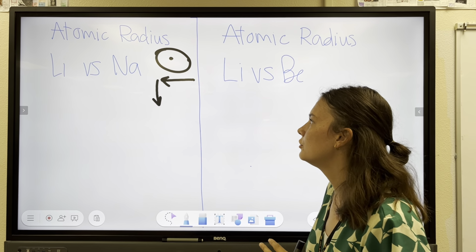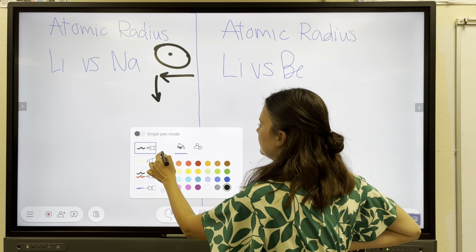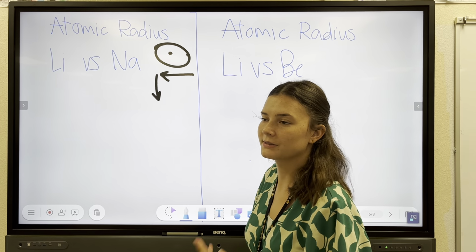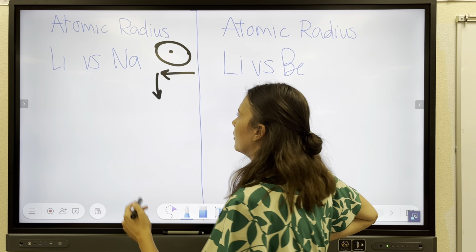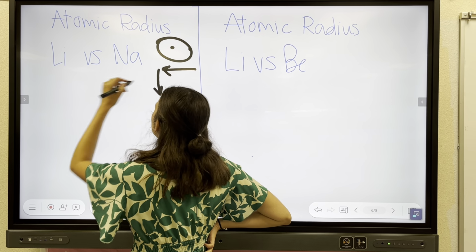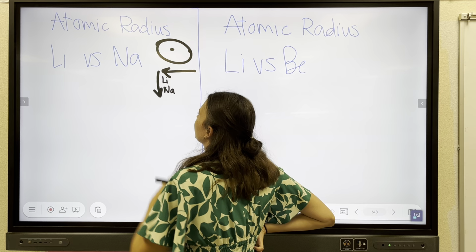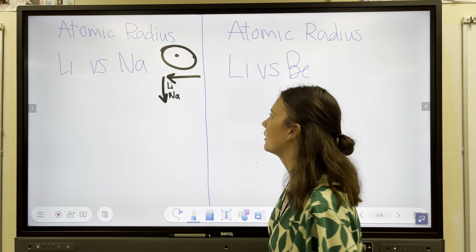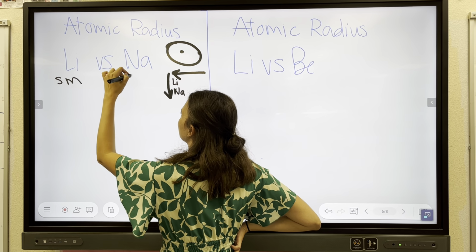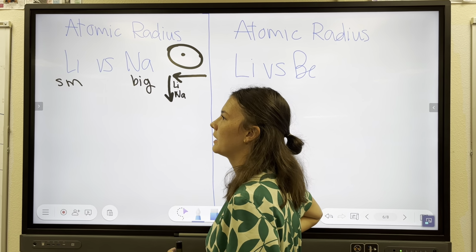So let's use two elements as an example to help us figure out who has a bigger atomic radius, who has a smaller one, and then why. So if you take a look at the periodic table, you will notice that lithium is right here, and then sodium is right there. So following the trends, you should recognize that lithium is the smaller one and sodium is the bigger one, okay? Now, we need to be able to answer why.